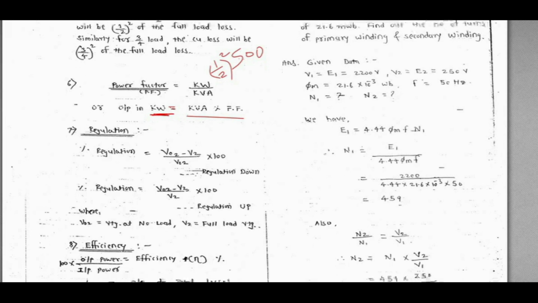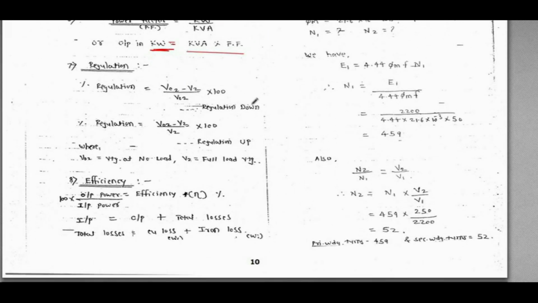Okay, then regulation, you can use this, or you can use this formula. This is a down regulation and this is up regulation. V02 minus V2 divided by V02 into 100, and next one is the up regulation, V02 minus V2 divided by V2 into 100.